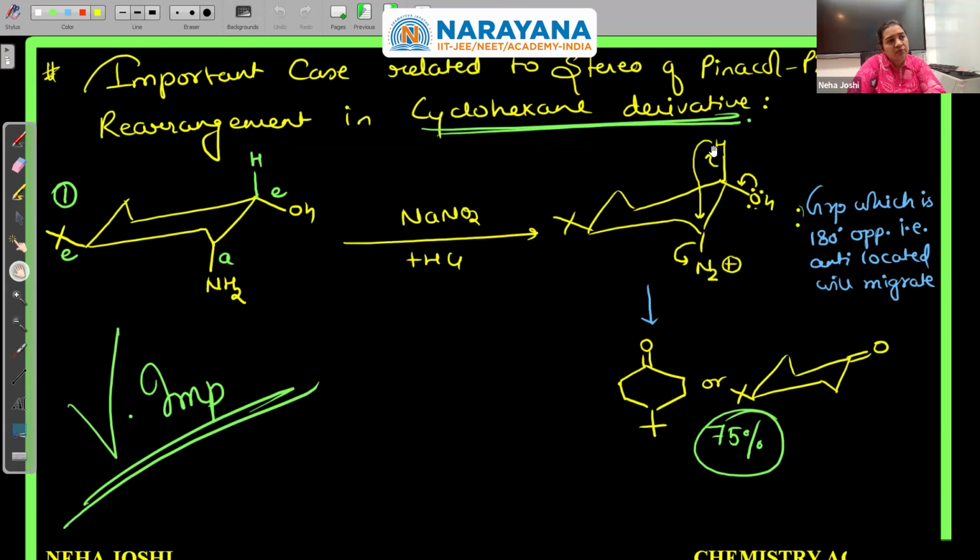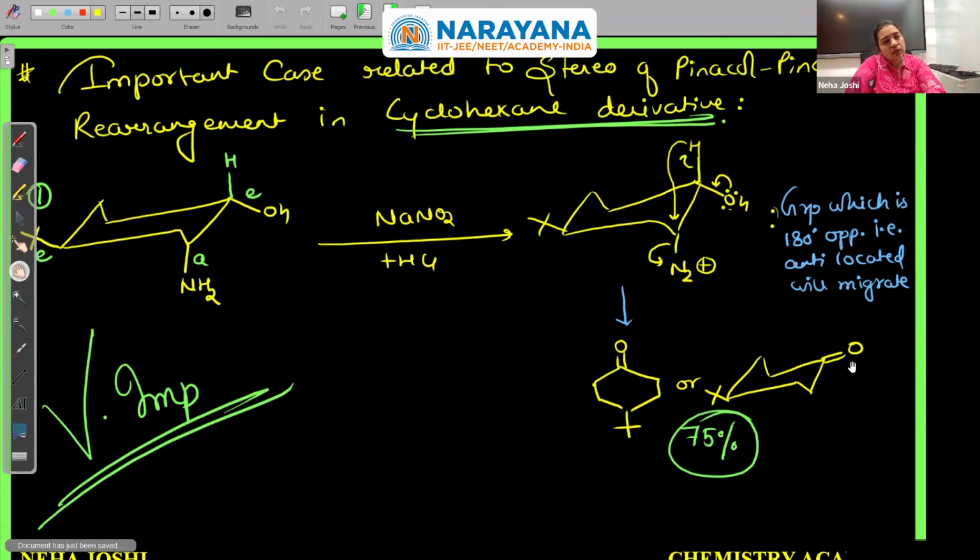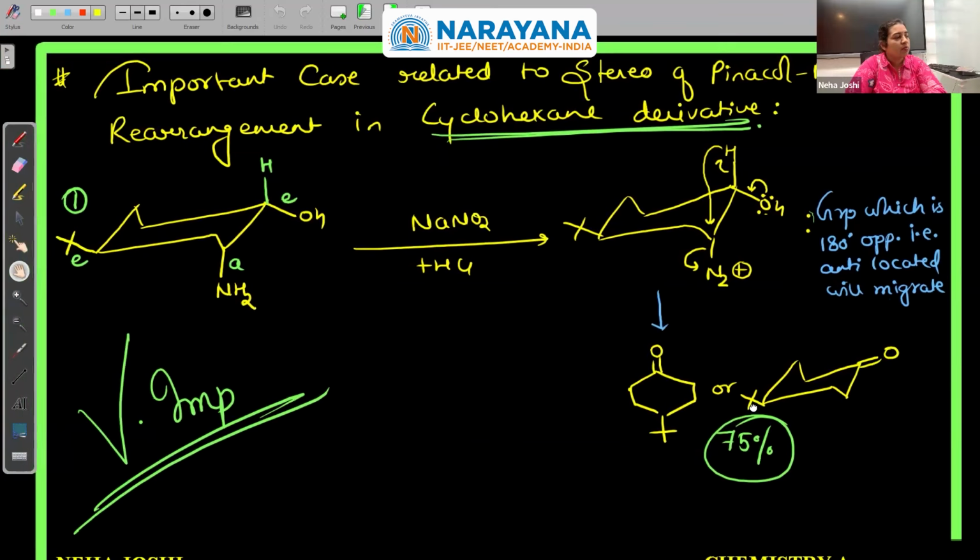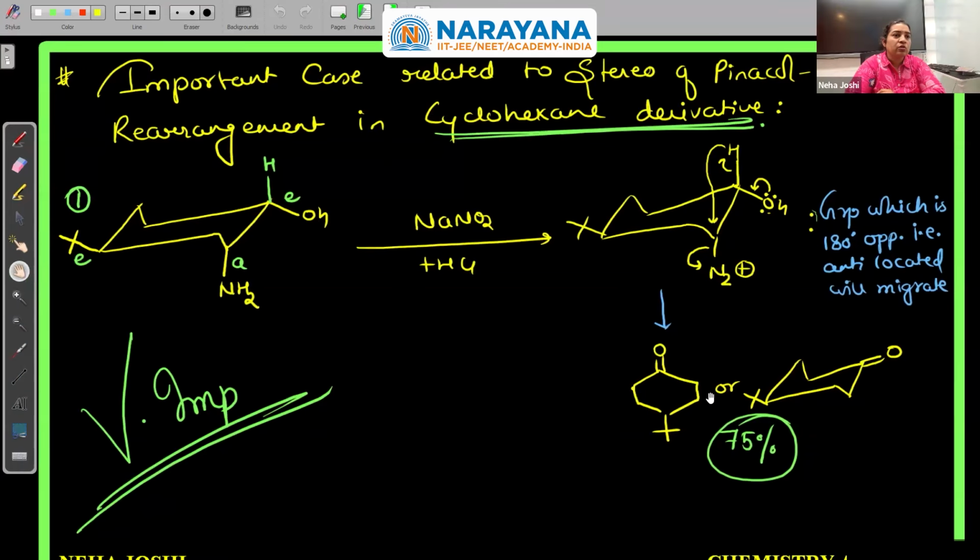So H is shifting, N2 is going, H is shifting. Okay, so you got a cyclohexanone. ठीक है, आपको साइक्लोहेक्सेनोन इस तरह से मिला। ठीक, so this is when the group which is opposite NT has to shift, right? Wait, Geeteshwar, I'll let you ask after some time.